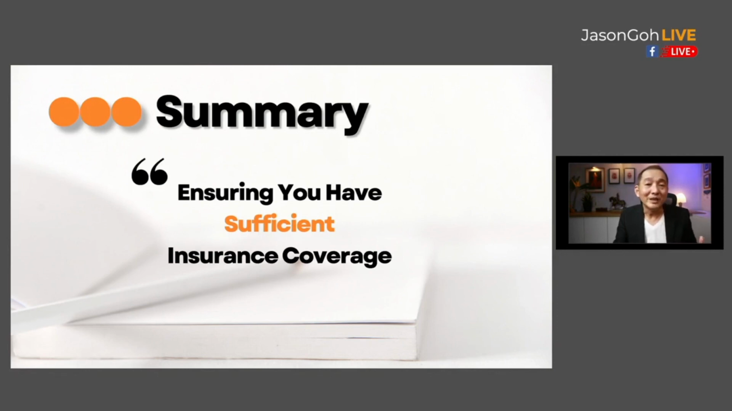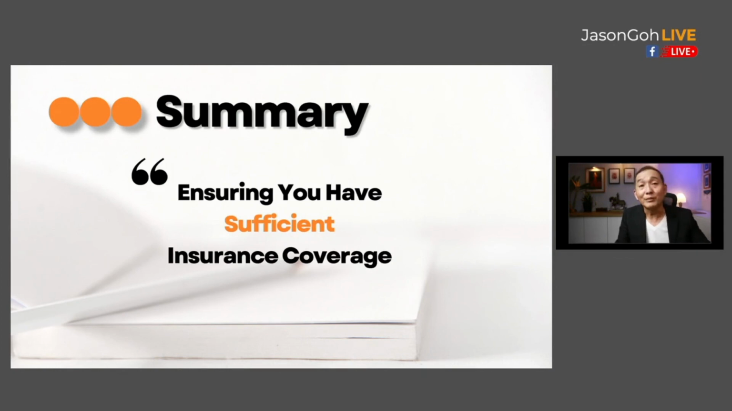In an unfortunate event that you are diagnosed with a terminal illness, you may not want to put your family in a difficult situation to decide on your life. I think it's very difficult for them to have to decide. And also you don't want to have this financial burden for your family. So ensuring that you have sufficient insurance coverage is very important.